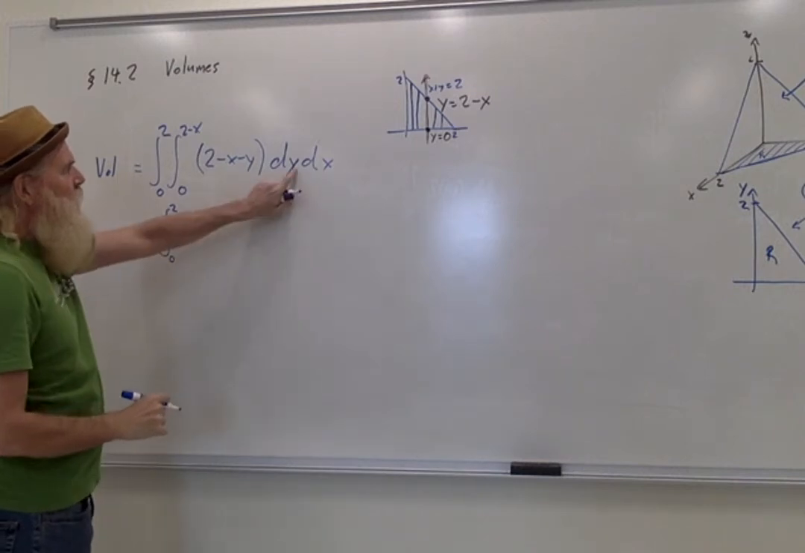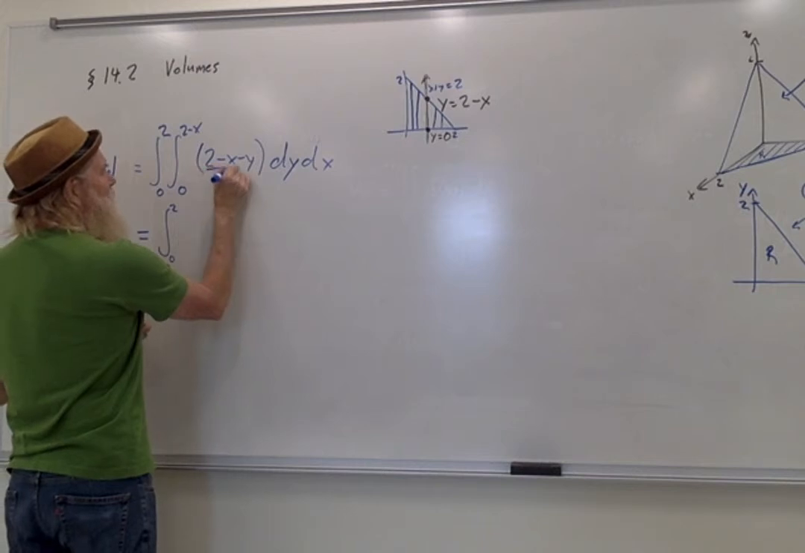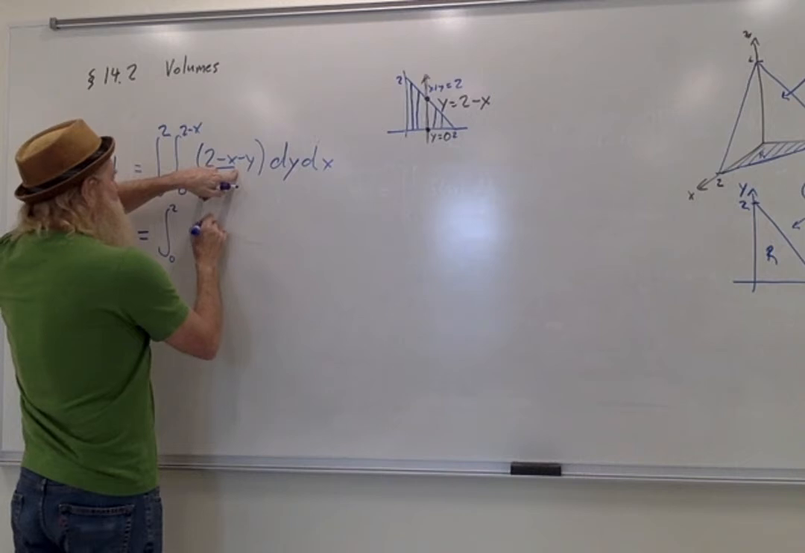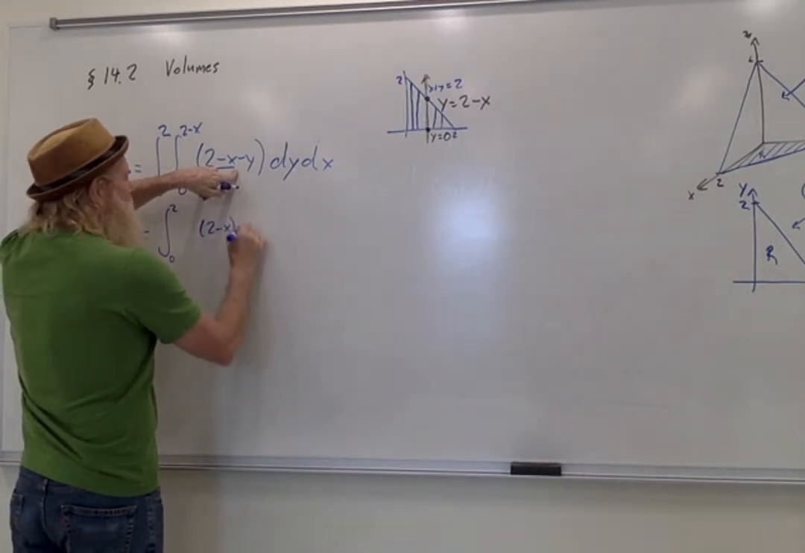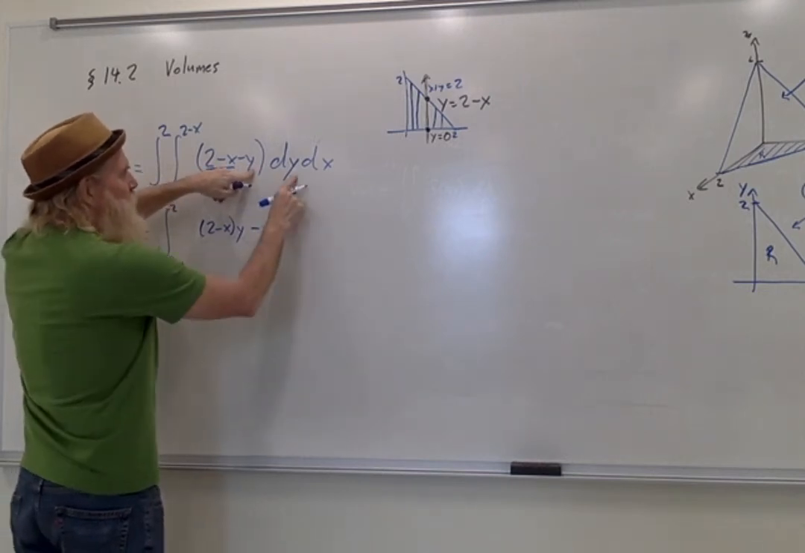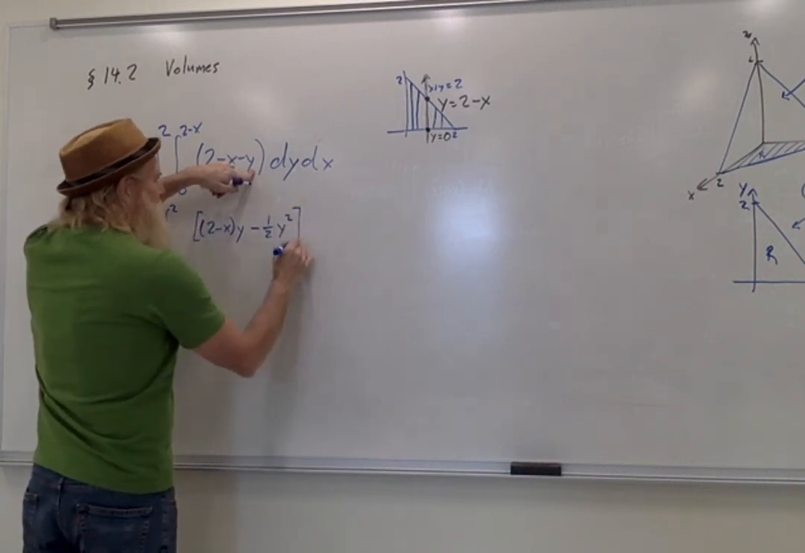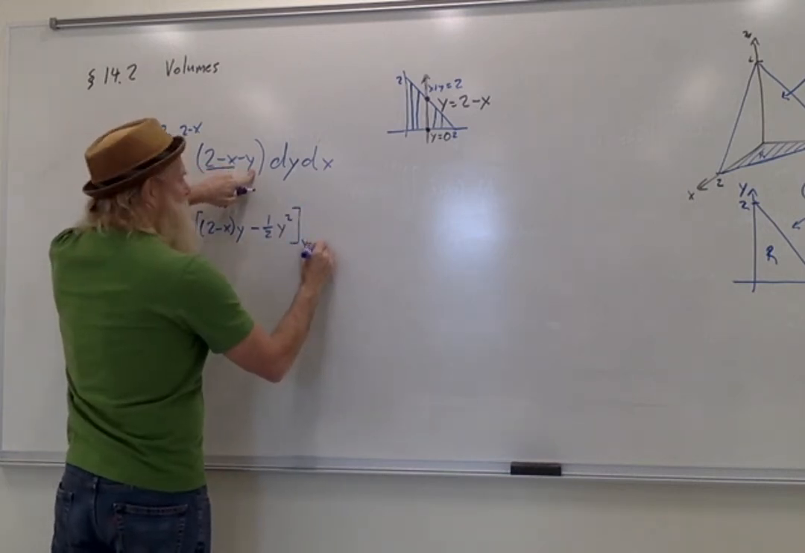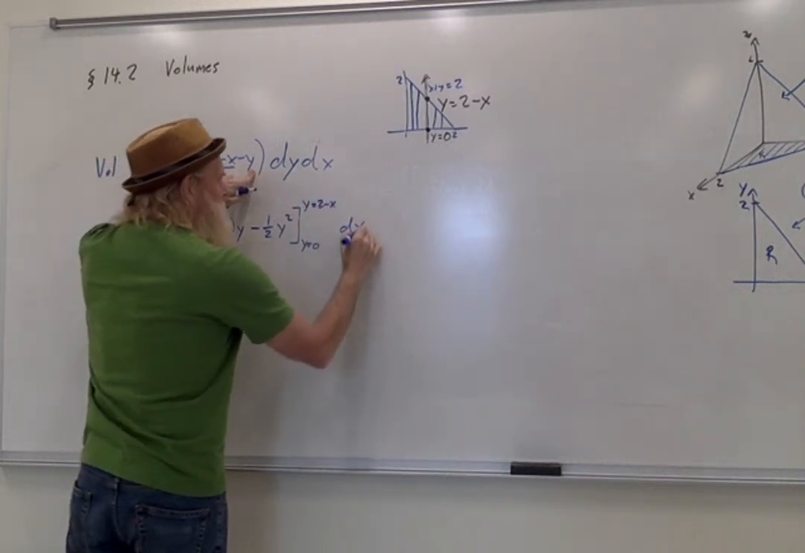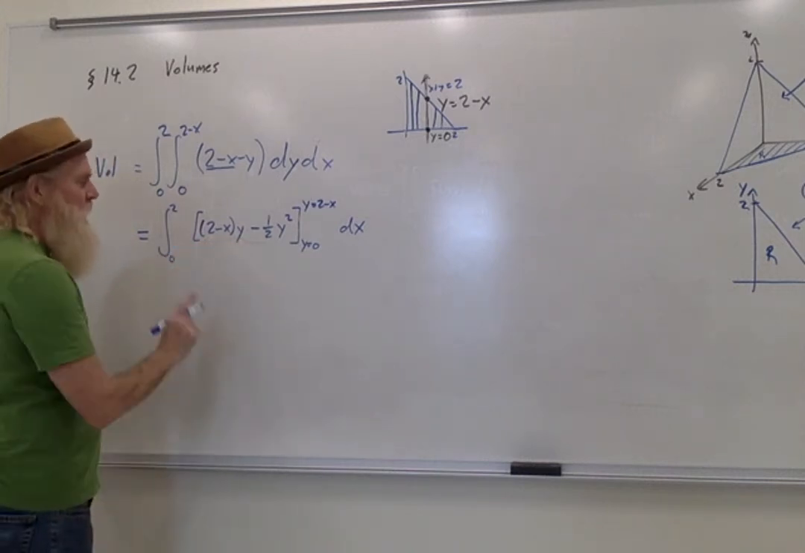First of all, I'm going to integrate with respect to y, treating all the x's as constants. So that means I can treat this entire 2 minus x as a constant. So the integral of 2 minus x will be 2 minus x times y minus the integral of y with respect to y, which is a half y squared. And that's going to go from y equals 0 to y equals 2 minus x. Now, if you did this on your own, you might have written this as 2y minus xy, and that's perfectly fine. But keep watching.